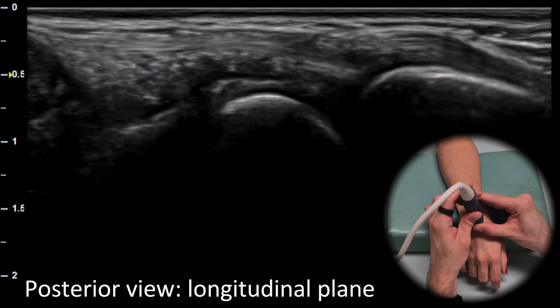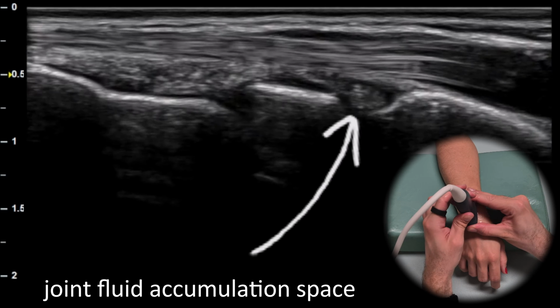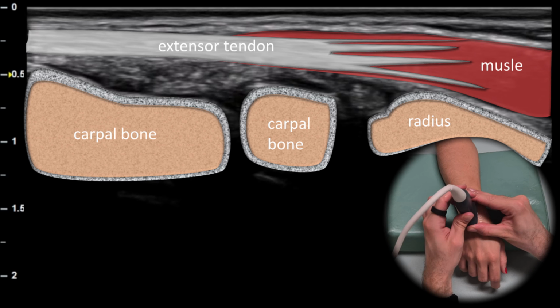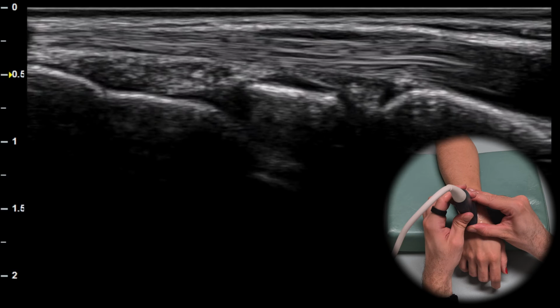In the longitudinal plane, we can evaluate the radiocarpal joint and the extensor tendons in the long axis. And that's it. You have now learned the basic ultrasound examination protocol of the wrist.